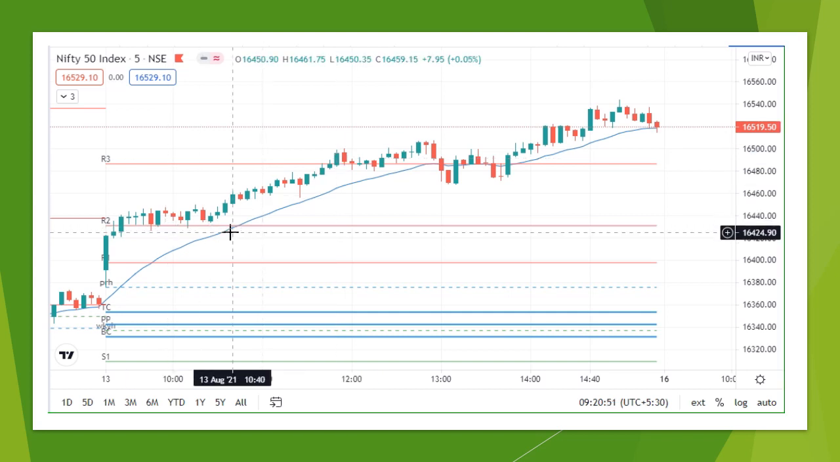These kinds of setups would not come every day, but one has to sit with patience, wait, look for the setups to come, and act accordingly with proper risk reward to make reasonable profits.